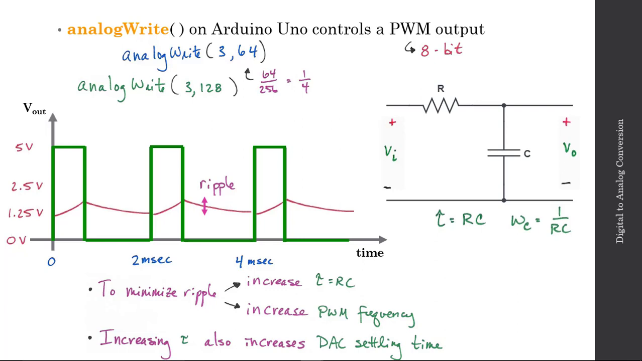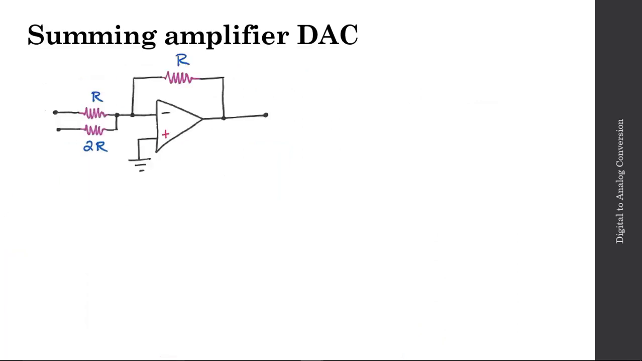We can also create a DAC by using a summing amplifier. Here we have an output voltage and a resistor R in negative feedback, as well as two inputs here. And we'll call this one D0 times my full scale range voltage. And we'll call this one D1 times my full scale range voltage. D0 and D1 in this case, they're both going to be binary inputs. And so for both inputs, I can either have 0 volts or the full scale range.